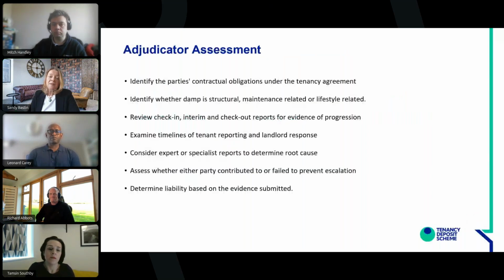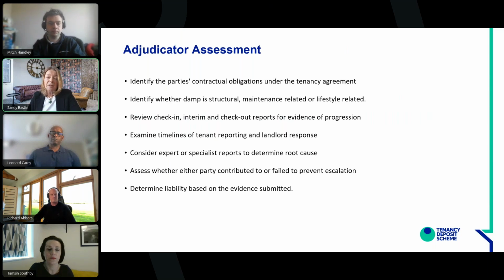So what is the adjudicator going to do? How will they assess a claim that's made? So specifically here in relation to damp, first and foremost, the adjudicator will always identify the parties' contractual obligations under the tenancy agreement. Who is responsible for what? What must a tenant not do and do? And one of those key things that a tenant should do is report any issues that they see arise during the tenancy as quickly as possible.